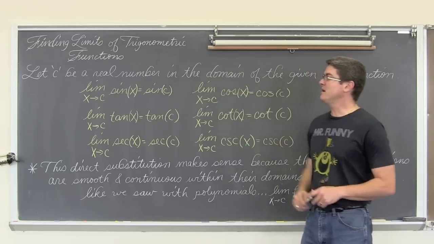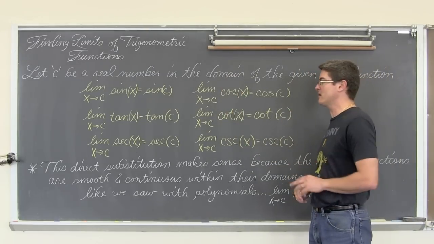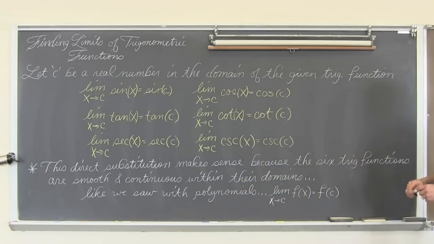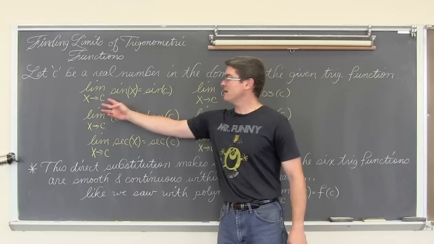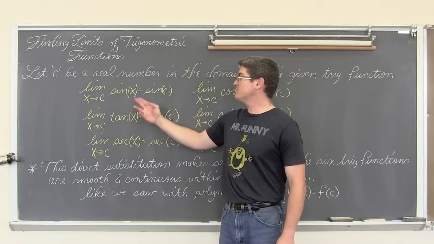So, let c be any real number in the domain of the given trig function, and let me just step out here again a little bit while I'm talking, so you can copy the bottom. We have the limit as x approaches c of sine of x is equal to the sine of c. We have the limit as x approaches c of tangent of x equals tangent of c, and so on and so on and so on. Basically what you're looking at with all of these 6 trig functions is that you're going to be able to just simply take the value of c that you're allowing x to approach and simply just plug it into the trig function.